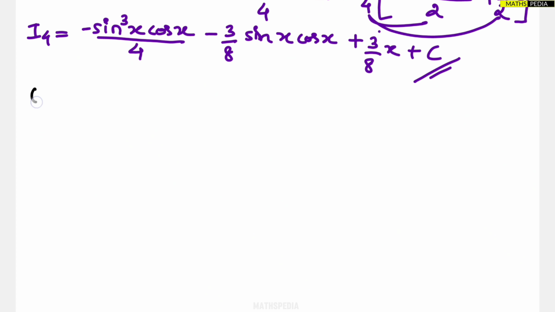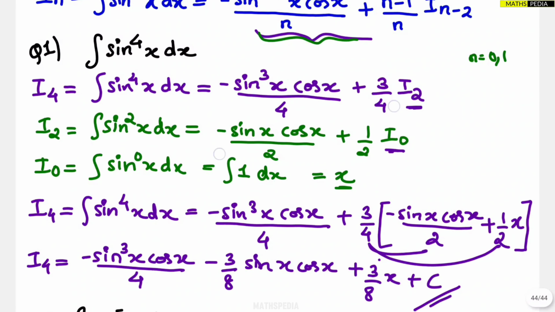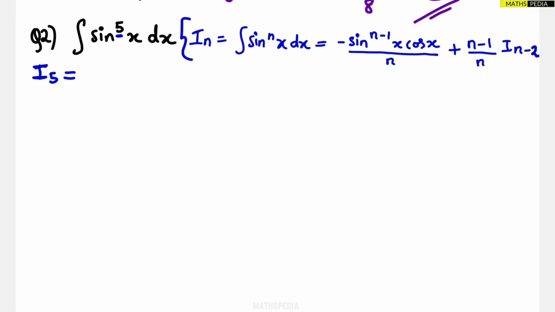So we are going to take up one more problem based on this reduction formula so that you can exactly understand the entire concept of this. Here we are having the problem. The basic idea is, we know n value is 5. So we are going to find out I5, which is equal to, now the formula is there. So I'm going to copy paste that formula over here. In place of n we have to put 5.